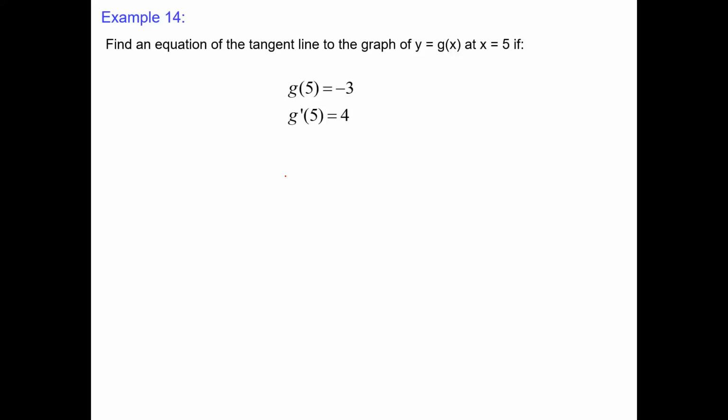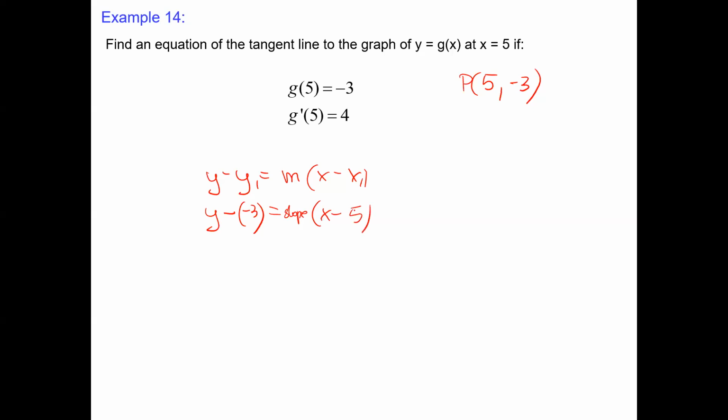We have to find the equation of the tangent line. That means it's a standard question. We have a point, the x coordinate is 5, and g at 5 is -3. That's when we will use the point slope form. Point slope form: the y value is -3, this is the slope, and the x value is 5. We just need a slope.